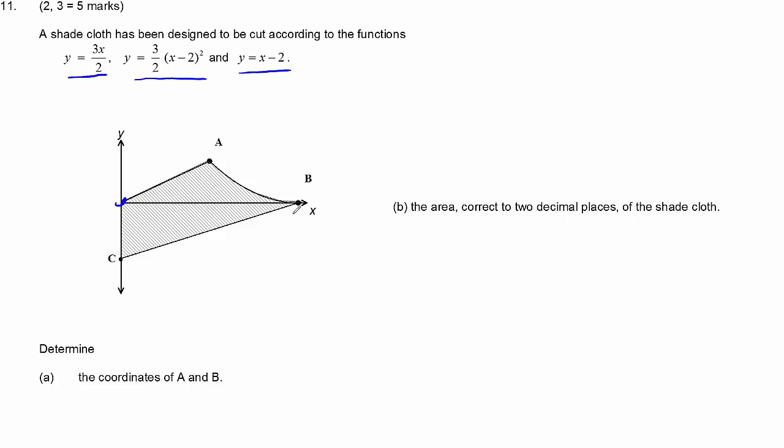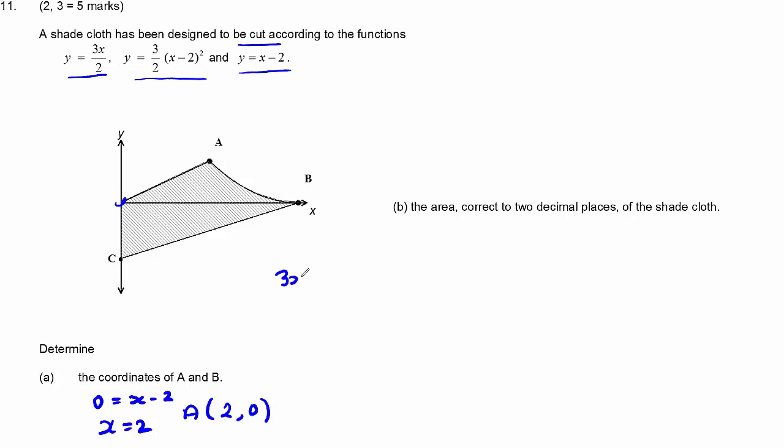But if we find B using this function here, we know it's on the x-axis, so 0 equals x minus 2, and therefore x equals 2. So that tells us that A is the point (2, 0). And then for this point here, we want the intersection of these two.